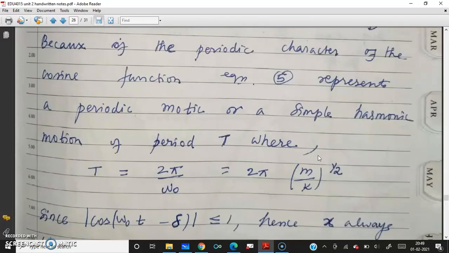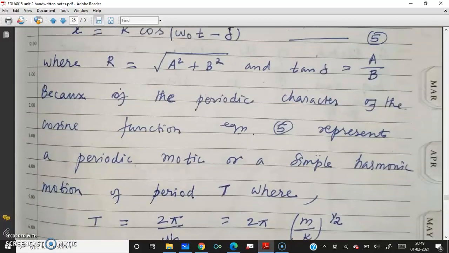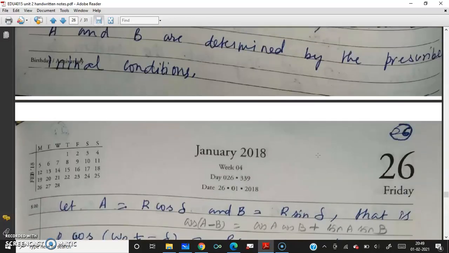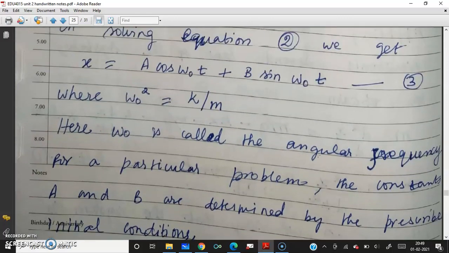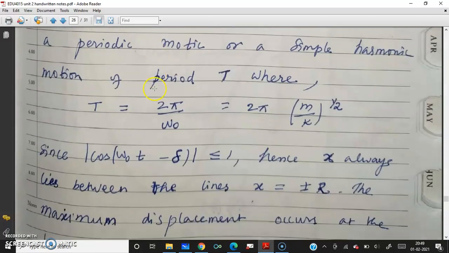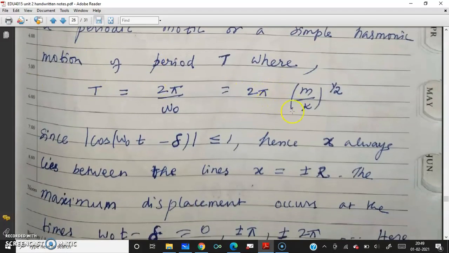We have written omega naught, yes, here omega naught square is k by m, right? Omega naught square is k by m. That is what we are using. So omega naught, using that.